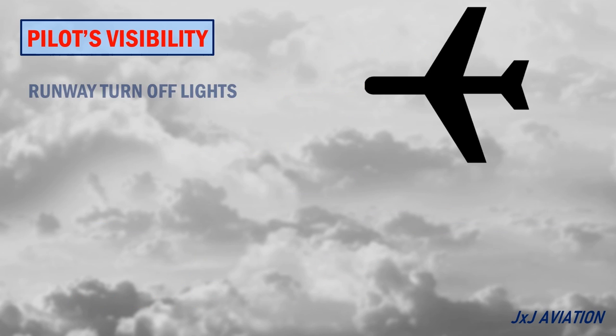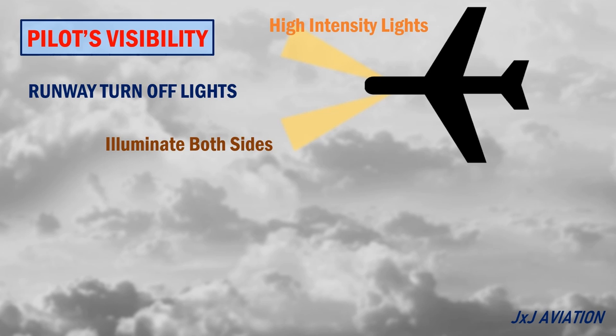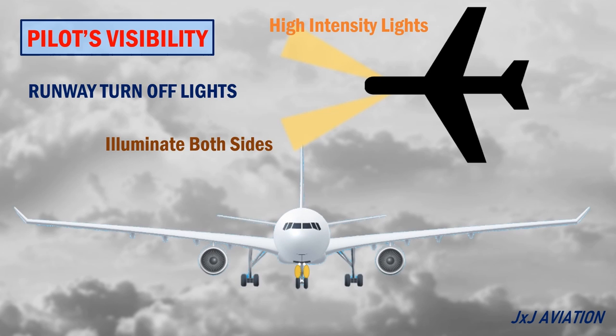Runway turn-off lights. These lights are similar to the taxi lights, but are used to illuminate the right and the left sides of the aircraft. They are mounted at an angle on the nose landing gear.